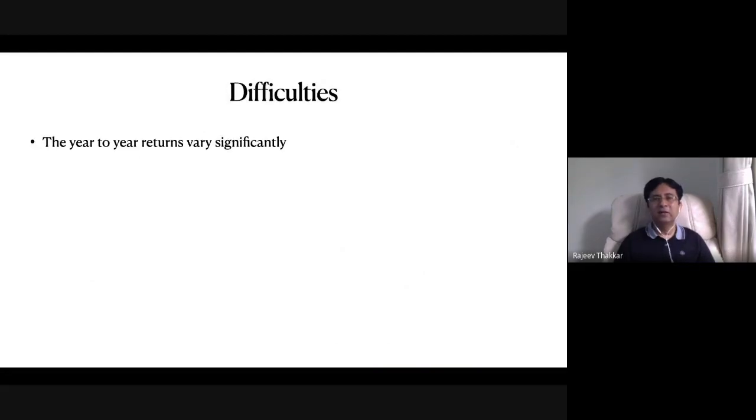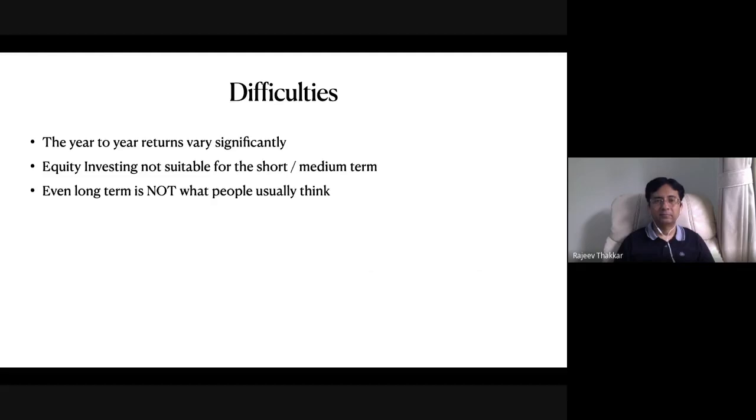We have seen that yearly returns vary very significantly, and if you invest for the short term, it's quite possible that the next year return may be minus 30 or minus 40%, in which case you are staring at a huge loss. So it's not for short or medium term investing, very clearly. So we have discussed this.